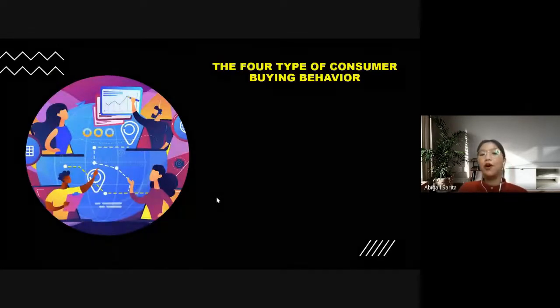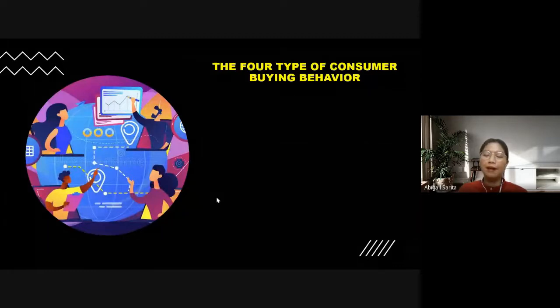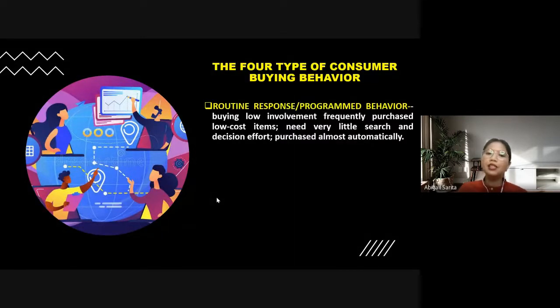Next is the fourth type of consumer buying behavior. First is routine response or programmed behavior. When we say routine response or programmed behavior, it is buying with low involvement, frequently purchased low-cost items, needing very little research or decision effort, purchased almost automatically.